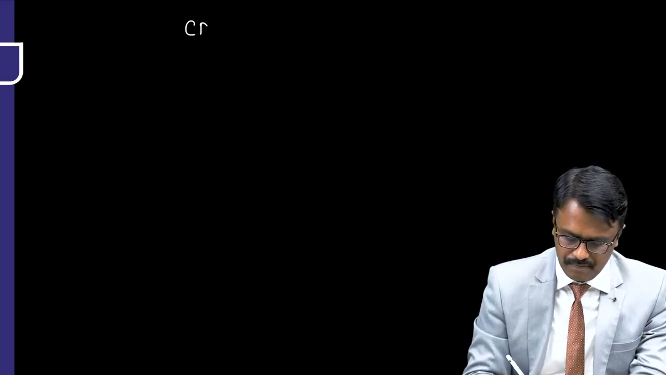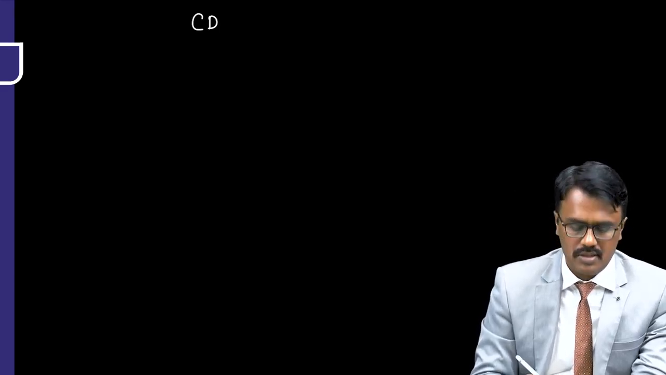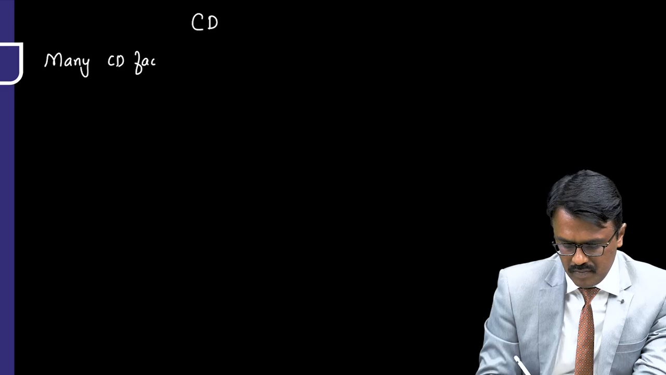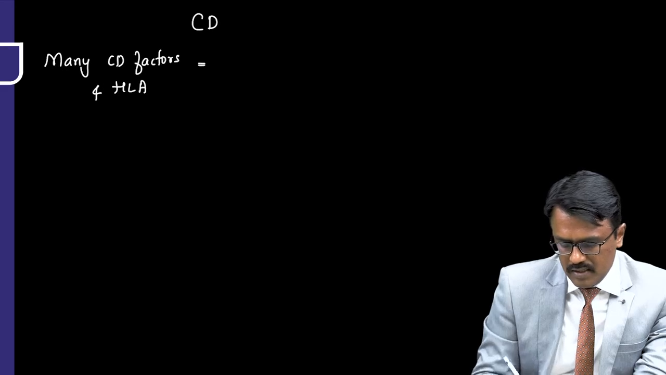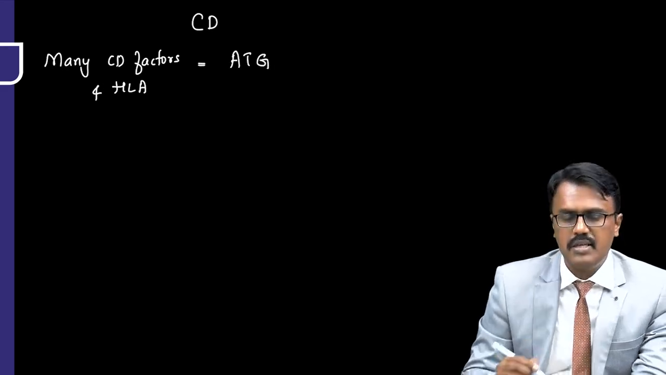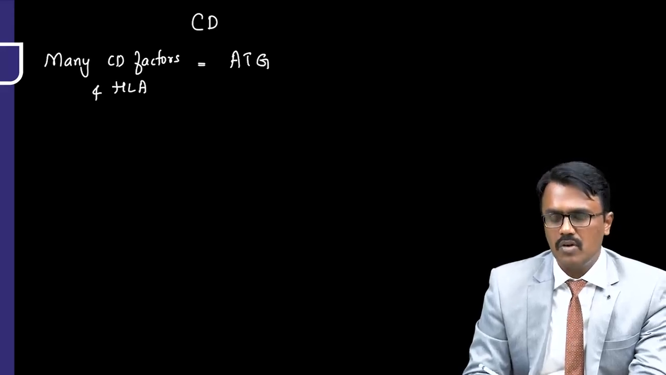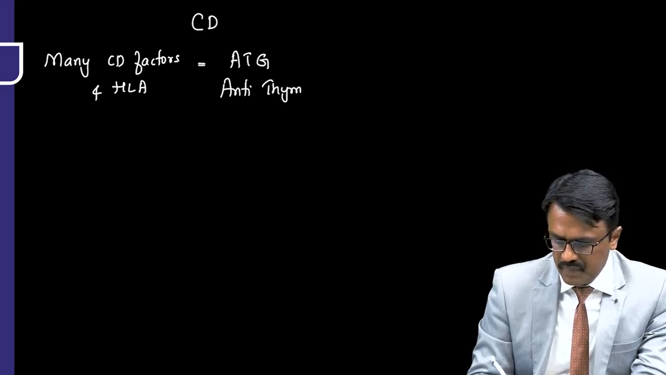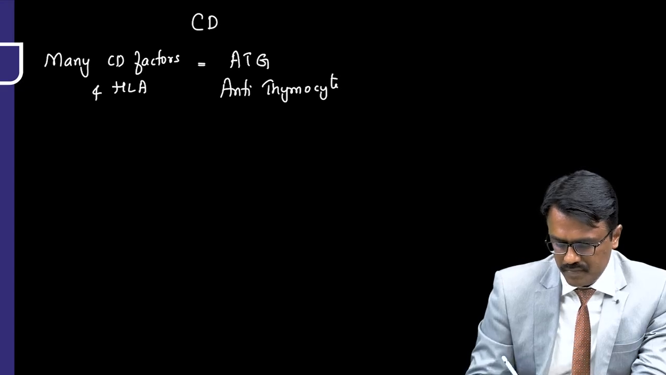Once we know the blockers of interleukins, it's important we know the blockers of the CD factors. There is a drug which can block many CD factors and HLA antigens. It is called ATG. What does ATG stand for? Anti-thymocyte immunoglobulin.